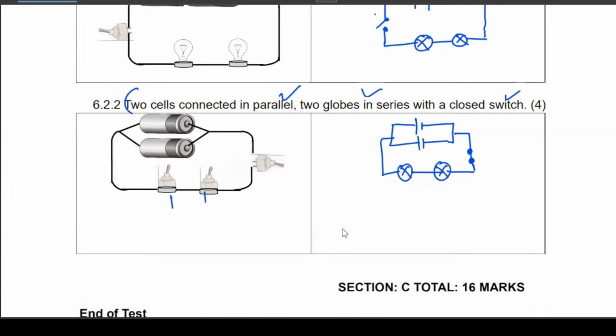Two cells connected in parallel. So I believe this would be the best. Alternatively, someone can have it just like that, and then we have this sort of connection. Then you have your two bulbs, and then your closed switch, and then that. So that is just an alternative as long as we see the parallel combination.